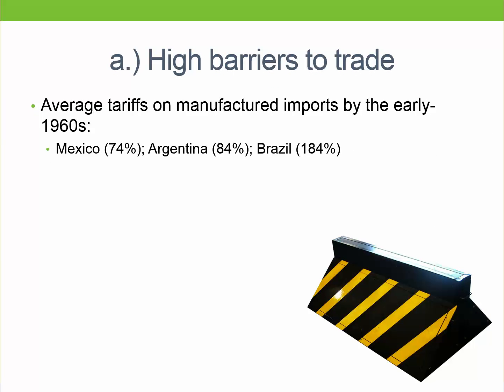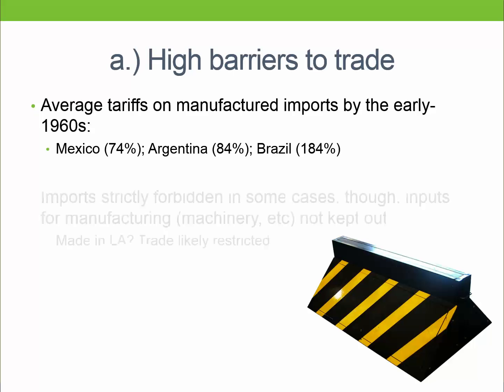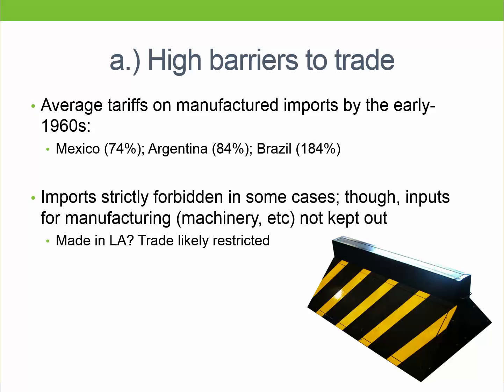The average tariffs on manufactured imports throughout Latin America during this era were very, very high. Imports were strictly forbidden in some cases. You wouldn't even allow foreign competition in. Though certain inputs for manufacturing, machinery built abroad, were allowed because these governments felt you needed to allow that machinery in so you could actually create the factories and industry that you needed to develop. The basic premise here was, if you could make it in Latin America, then you wouldn't allow that in, or you would at least restrict it to make domestically produced goods the most competitive within your internal market.